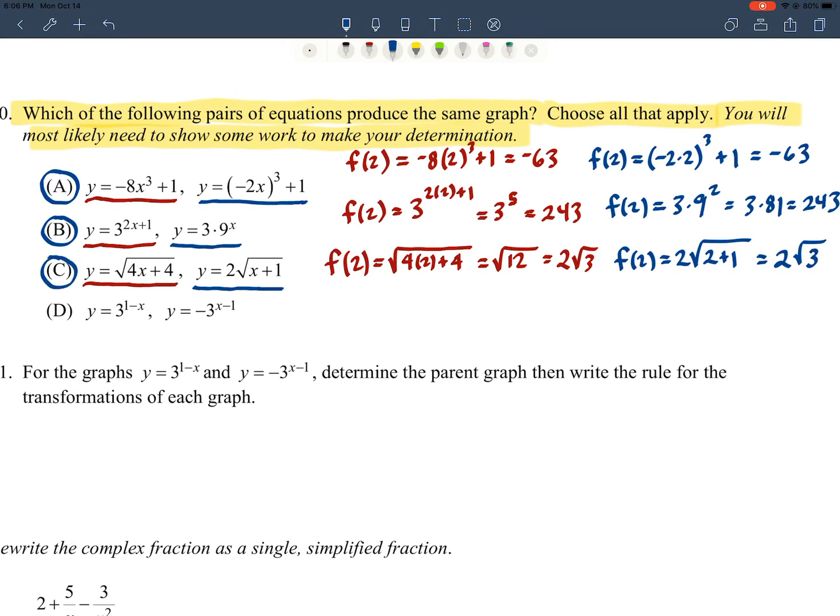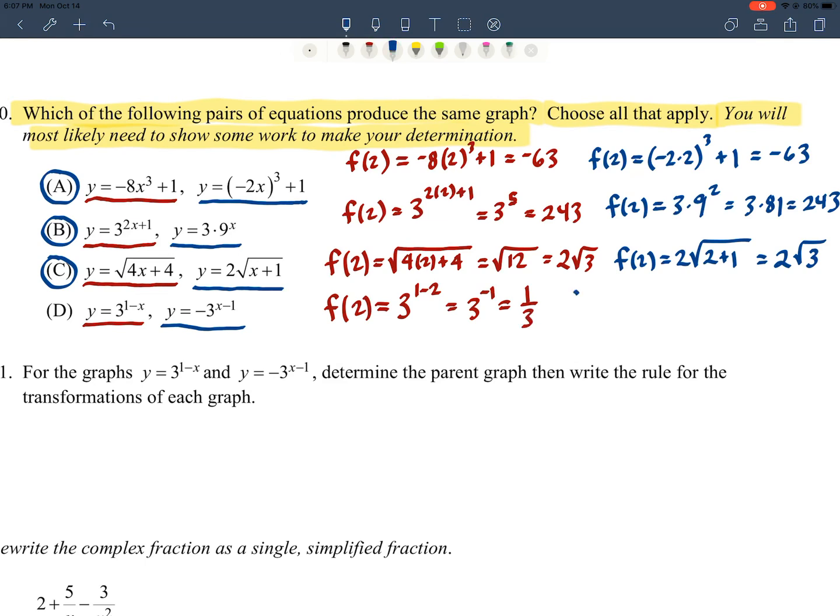Let's go ahead and try the last one. Maybe we're going to go perfect here. We've got y equals 3 to the power of 1 minus x, and then y is equal to negative 3 raised to the power of x minus 1. Let's go ahead and do 2 again. f of 2 is going to equal 3 to the power of 1 minus 2, which is 3 to the negative first, or 1/3.